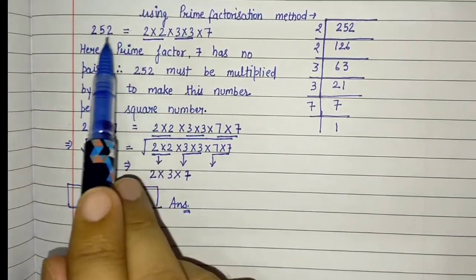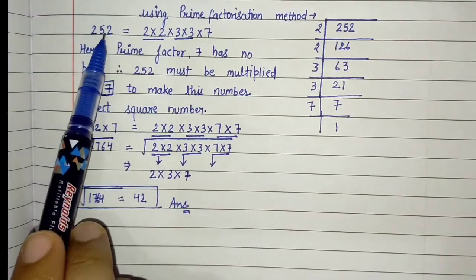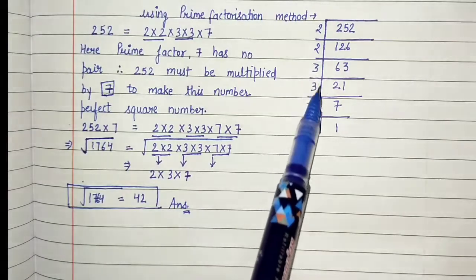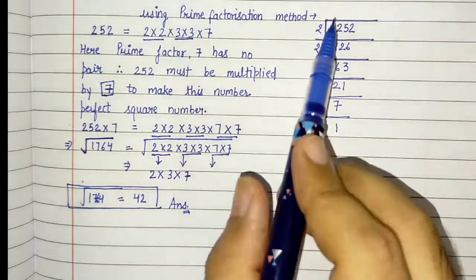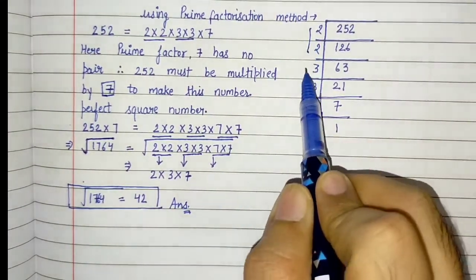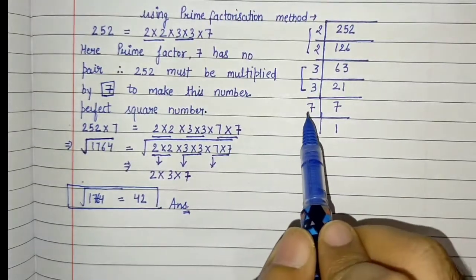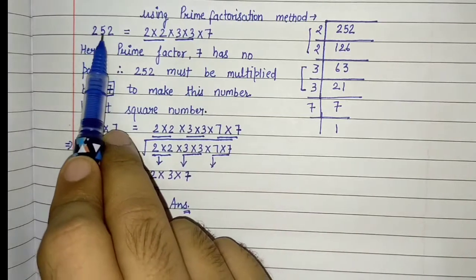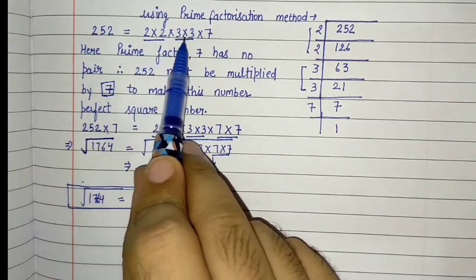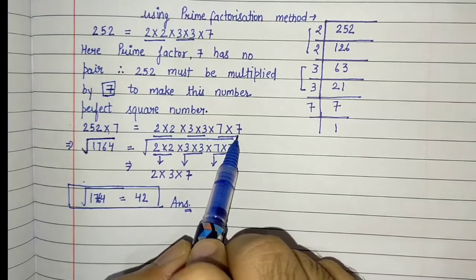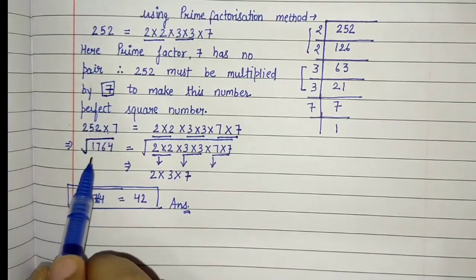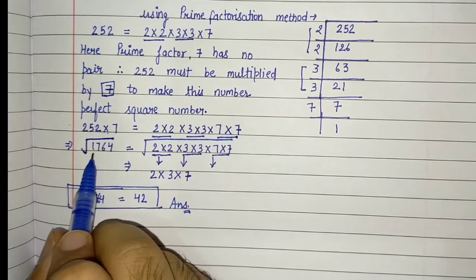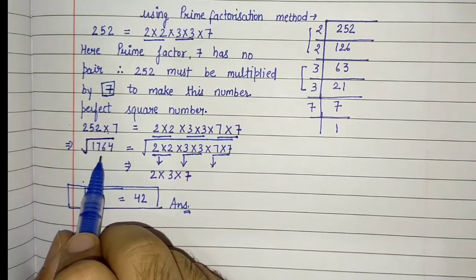Again I am repeating. First of all we have to find the number that should be multiplied. This number given is 252, so first we do the prime factorization. Now if you check, 2 has a pair, 3 is also in a pair, but 7 has no pair, so we will multiply it with 7 both sides. 252 into 7, and these factors are also multiplied with 7. If you multiply, the answer is 1764. So this number is now our perfect square number.